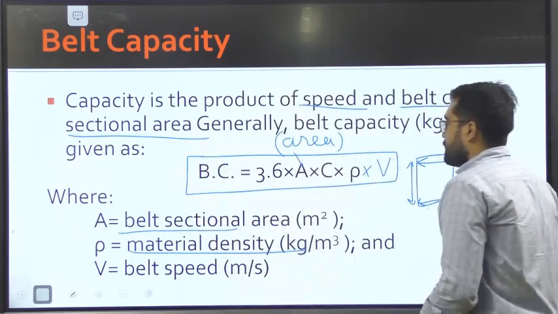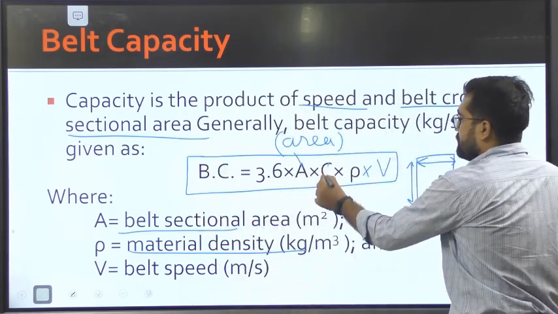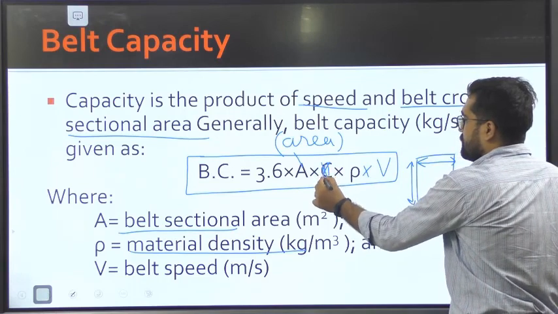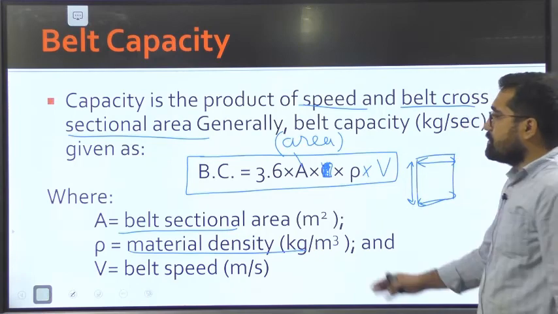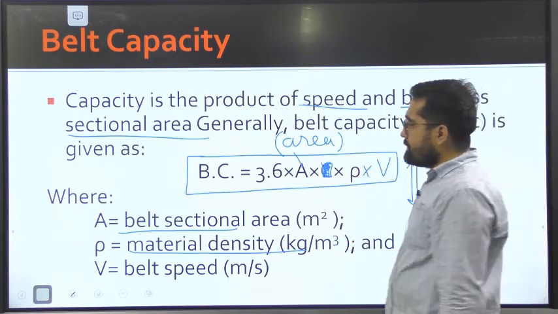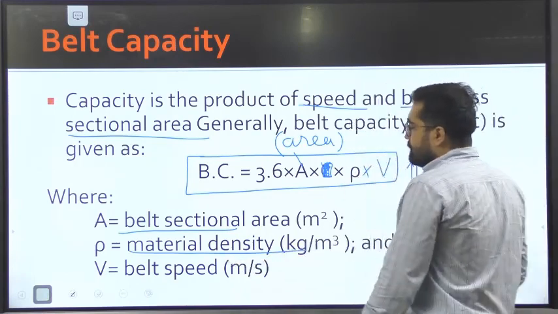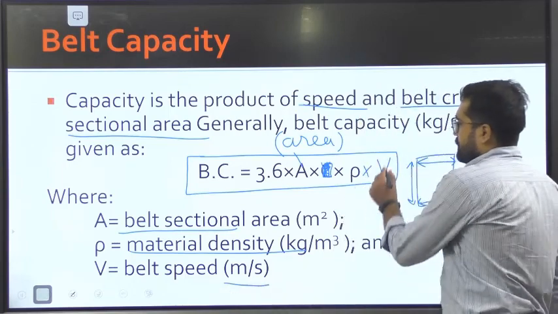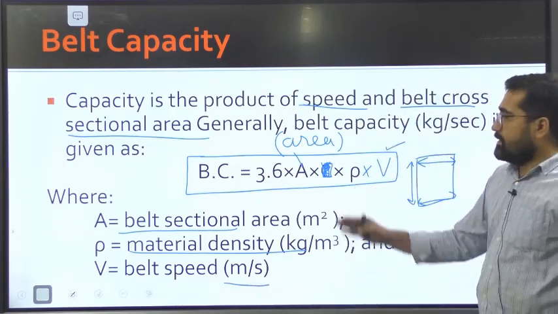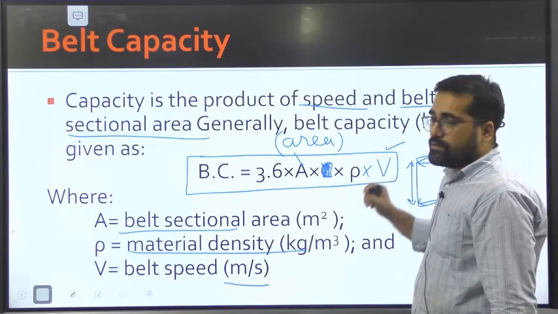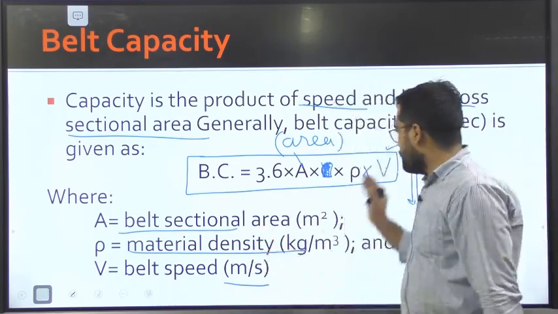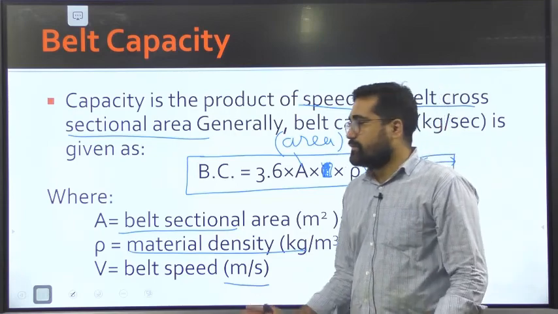Now here C is not there. Okay, so this is the formula for belt capacity, where V is the belt speed in meters per second. A is the area of the belt. Rho is the density of the material, and V is the velocity of the belt.